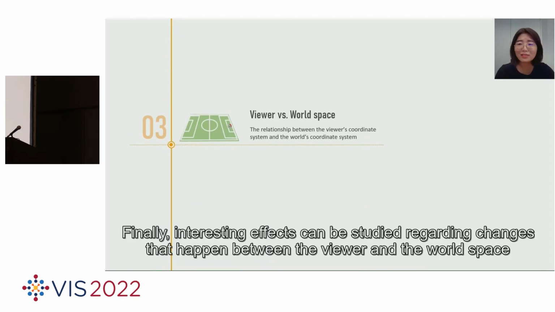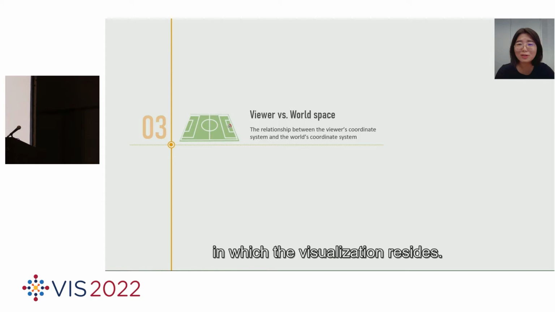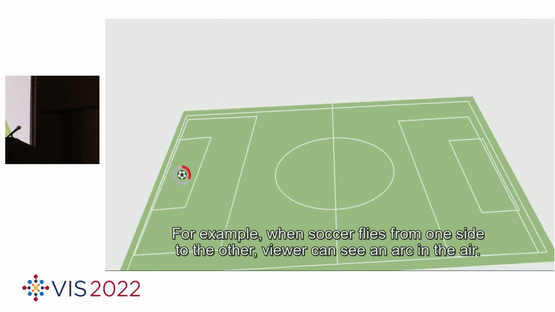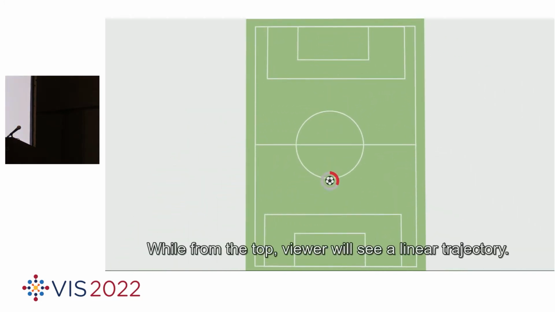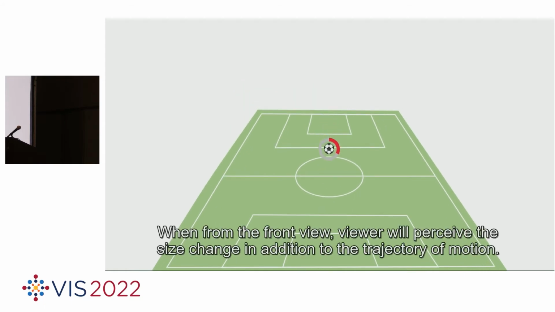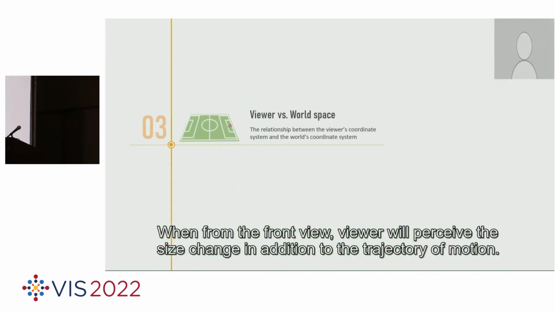Finally, interesting effects can be studied regarding changes that happen between the viewer and the world space in which the visualization resides. For example, when a soccer ball flies from one side to the other, the viewer can see an arc in the air, while from the top, the viewer will see a linear trajectory. When from the front view, the viewer will perceive the size change in addition to the trajectory of motion.